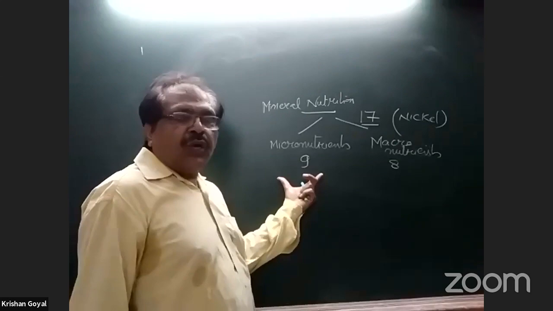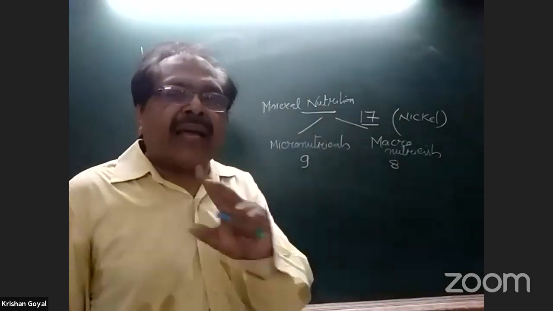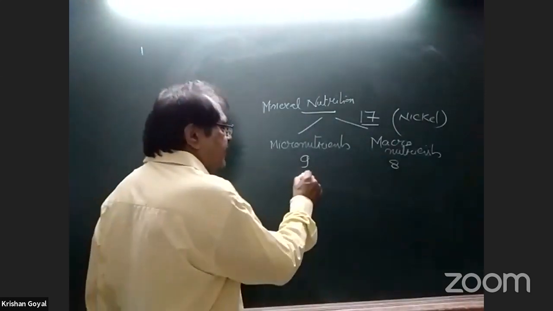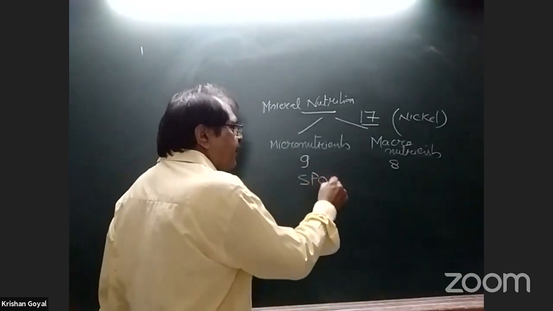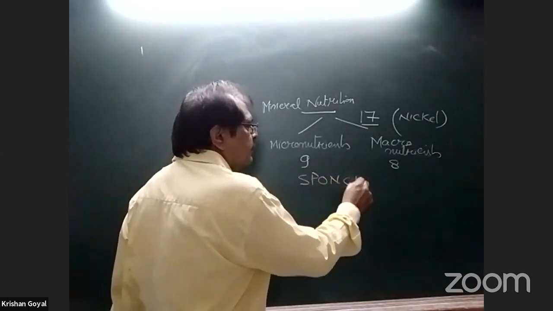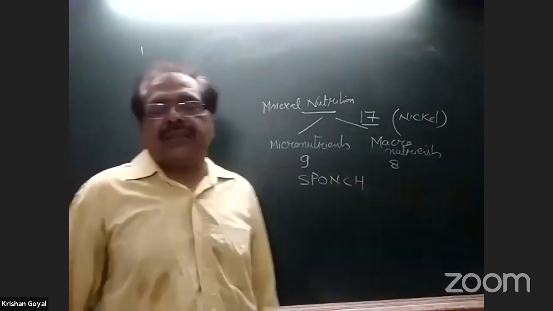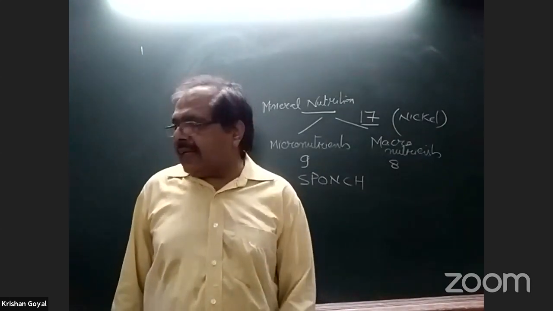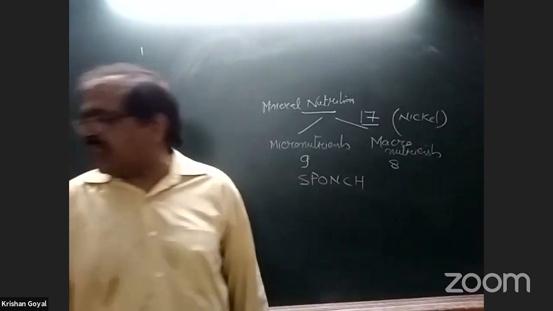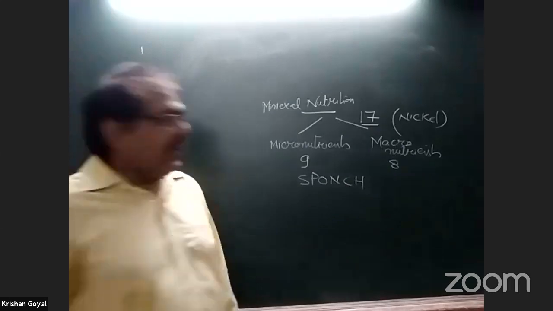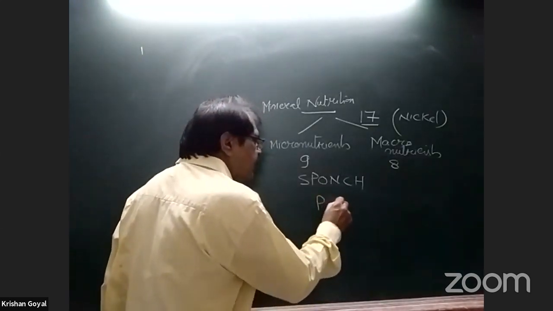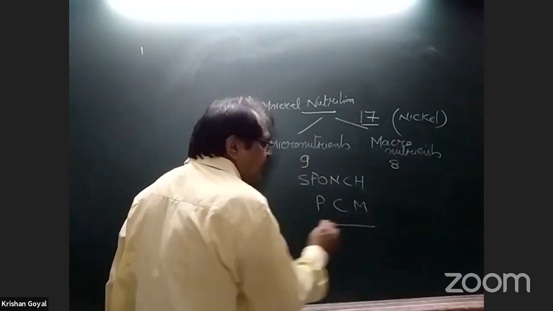The micronutrients, it is very easy to remember. I am giving you a formula to remember this. This is SPONK. Then the remaining elements are potassium, calcium, and magnesium. Potassium, calcium, and magnesium. PCM.